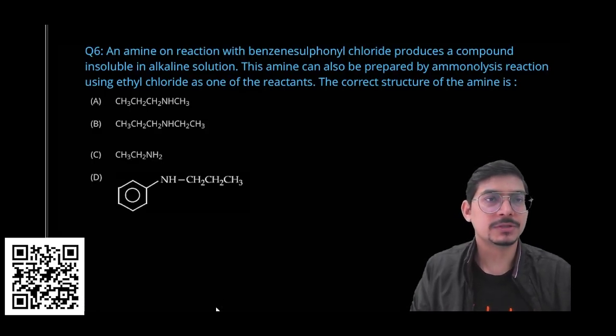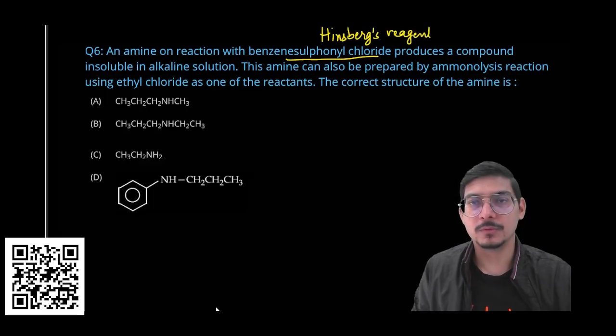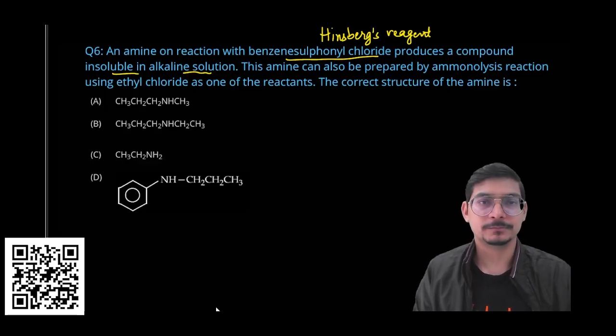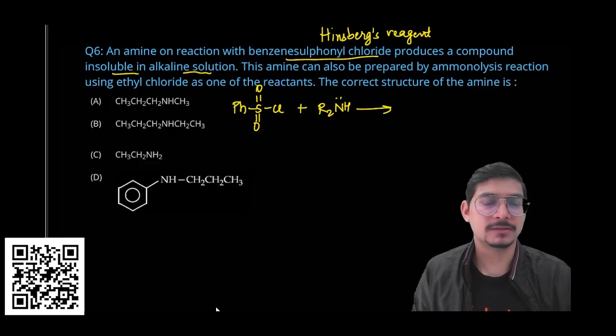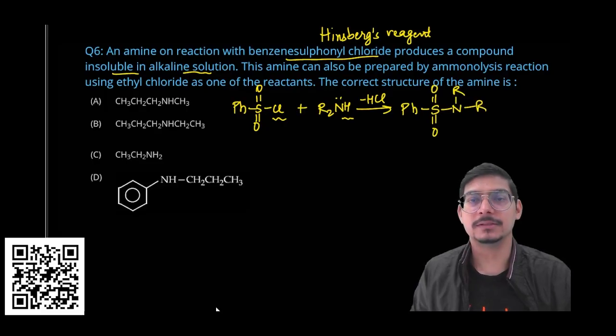Hi everyone. In this question, an amine on reaction with benzene sulfonyl chloride, which we call Hinsberg's reagent, produces a compound that is insoluble in alkaline solution. This clearly means that the compound is a secondary amine because Hinsberg reagent is benzene sulfonyl chloride, and if a secondary amine reacts with this Hinsberg reagent, then this nitrogen attacks the sulfur as a nucleophile and there is elimination of HCl, and the product that we get here is this. We can clearly see that this compound lacks an acidic hydrogen and hence it will be insoluble in alkali.